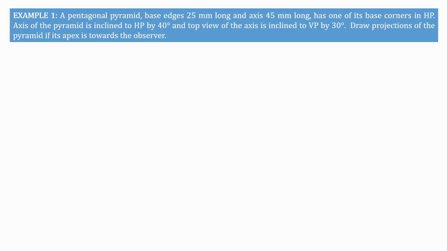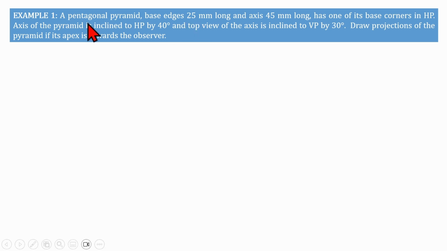Then how many edges this object has? 5 base edges, because base is a pentagon. 5 base edges and 5 face edges. From each base corner up to the apex, that is a face edge. So there are 5 face edges and 5 base edges.